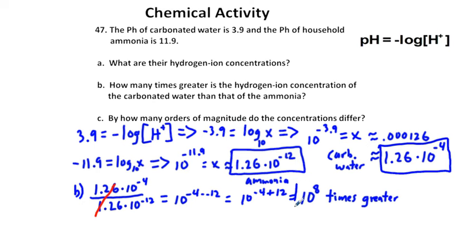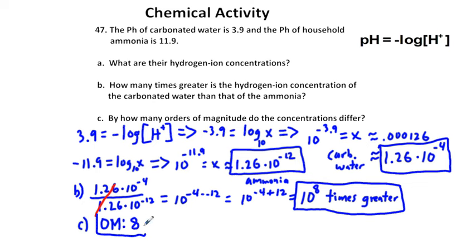So that's going to be our answer to part B. And finally, part C. By how many orders of magnitude do the concentrations differ? Well, that's going to be easy because we have 10 to the power of 8. So our order of magnitude between these two concentrations is going to be that power of 10, which is 8. So let's go ahead and write this down. Okay, good.